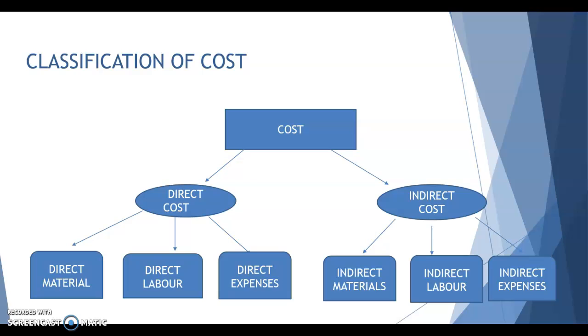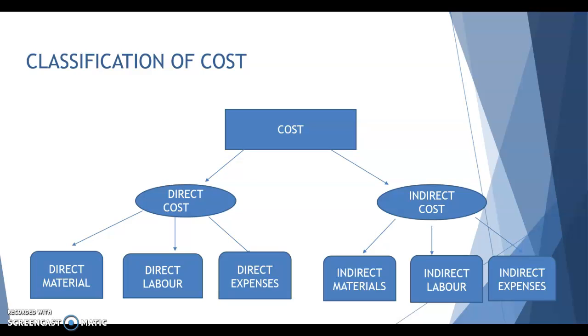The example of timber which is used in a furniture. The direct labor cost. These are the cost of wages of workers who are directly engaged in the production. So they are known as direct labor cost. So in a furniture factory, for example, the wages paid to the carpenter is direct wages.